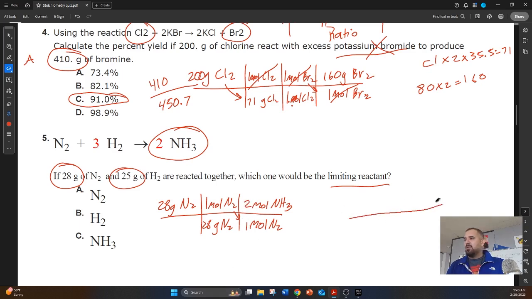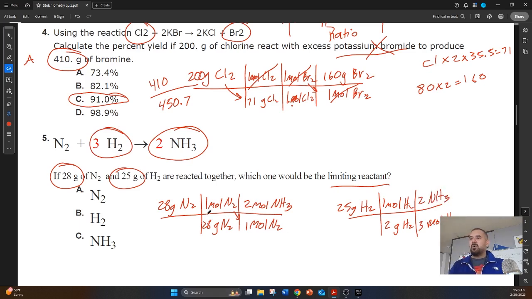And then our next equation is going to be the same thing, except this time we're going to do it with hydrogen. So 25 grams of H2. Down here, we're going to put grams of H2. So hydrogen gas has a molar mass of 2 grams for every 1 mole of H2. And then down here, we're going to put moles of H2. And then for every 3 moles of H2, we produce 2 moles of NH3. So 3 goes here, 2 goes here, NH3.